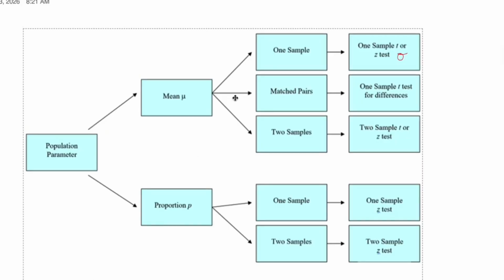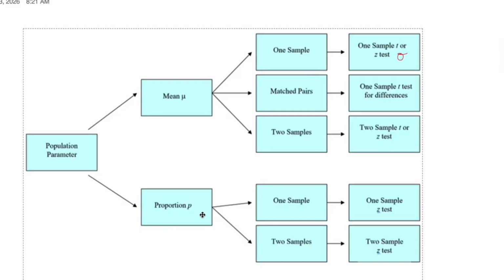For the mean, we have these 3 types of test: 1 sample, matched pairs, and 2 samples. For 1 sample, it will be 1 sample t or z-test. Remember, if the question gives you the data, most likely it will be a z-test. Matched pairs will have 1 sample t-test for difference. That's the only case for matched pairs t-test. For 2 samples, it will be 2 sample t or z-test.